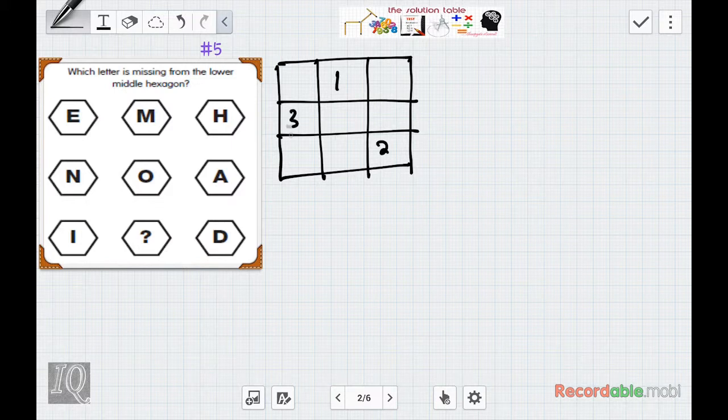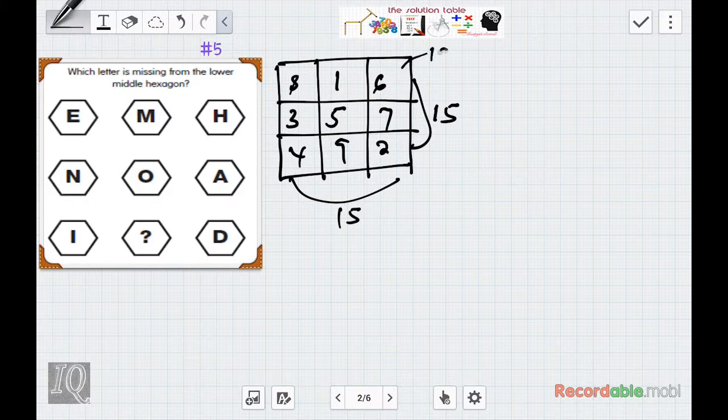So we can have 1 here, 2, 3, 4, 5, 6, 7, 8, and 9. Realize that the sums of the numbers in the rows all add up to 15. We have 9 plus 5 plus 1 as 15, 3 plus 8 plus 4 as 15, 7 plus 2 plus 6 as 15. Then the same applies to the columns. We have 1 plus 5 plus 9 as 15, 6 plus 9 as 15, and 3 plus 2 as 15. And the diagonals also add up to 15. So this is an example of a magic square.